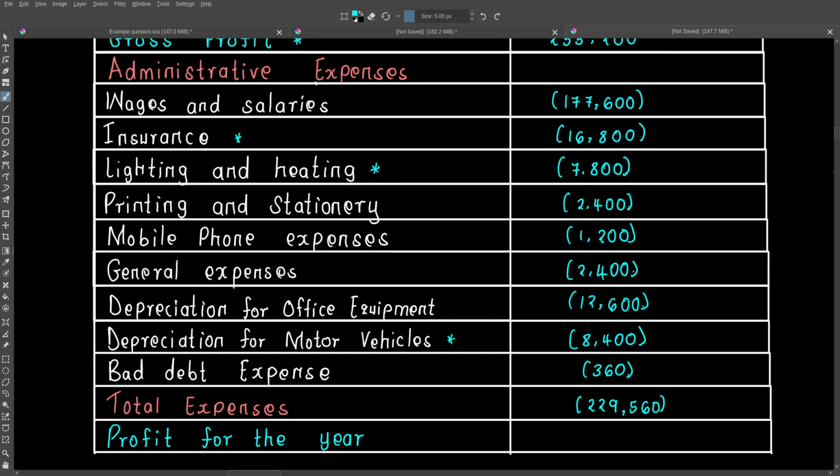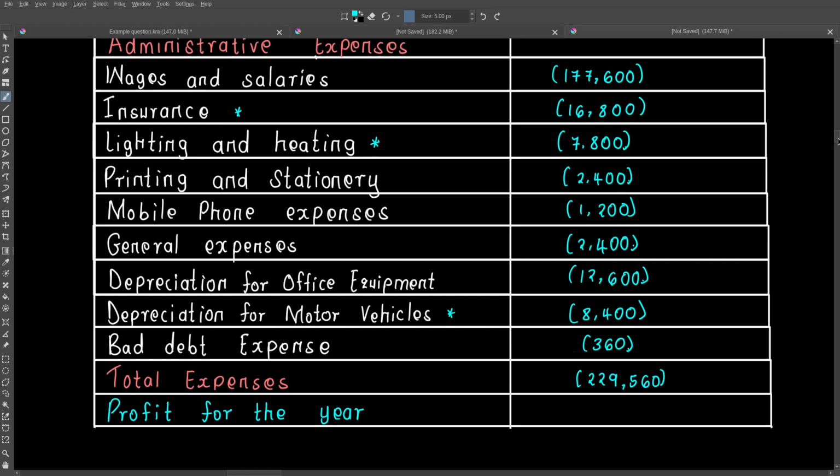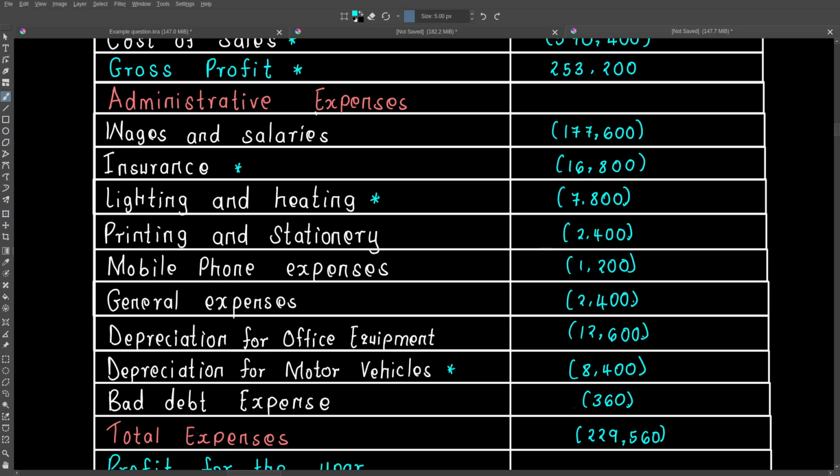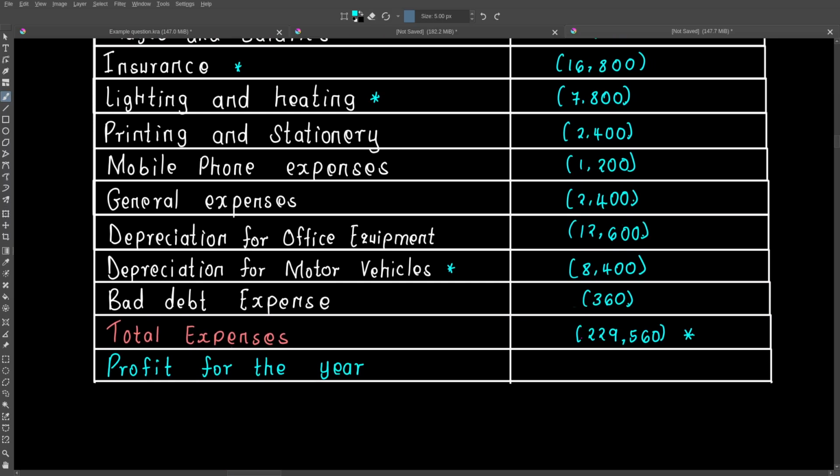229,560. So what is going to be our profit for the year? Our profit for the year is going to be gross profit, we less the total expenses, which is 229,560, and we are going to get 23,540 as our profit for the year.